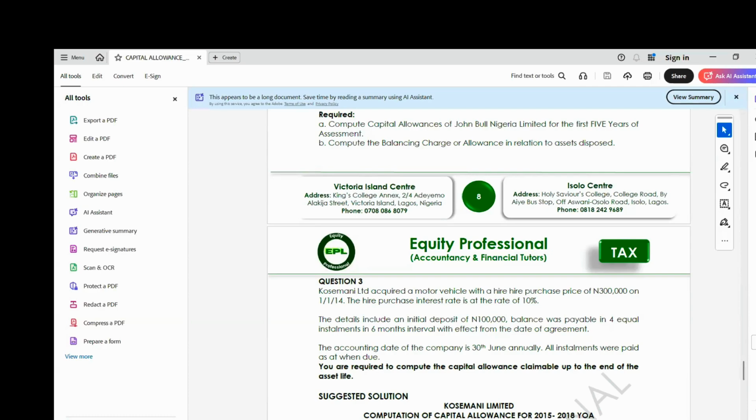When you have a question relating to hire purchase, you'll be given only one asset, because you have to spread the asset depending on the number of periods. So to compute the capital allowance, let us go to the computation.